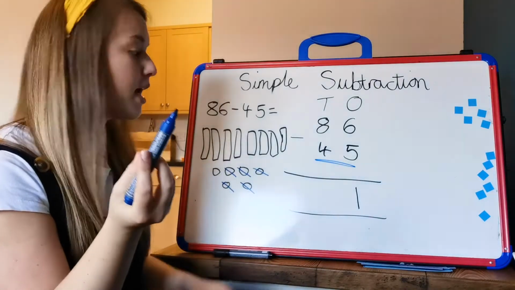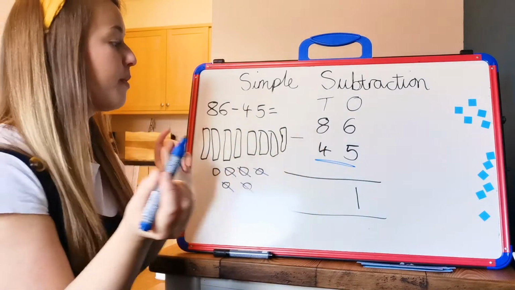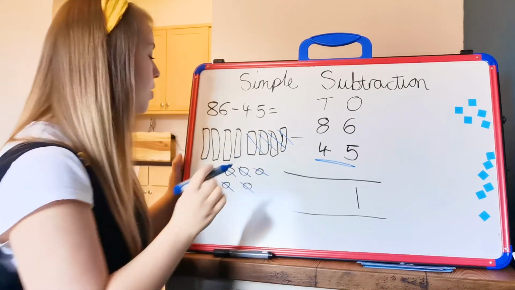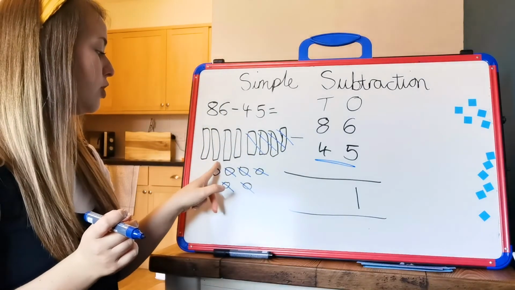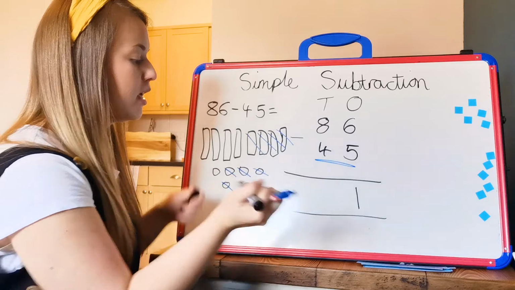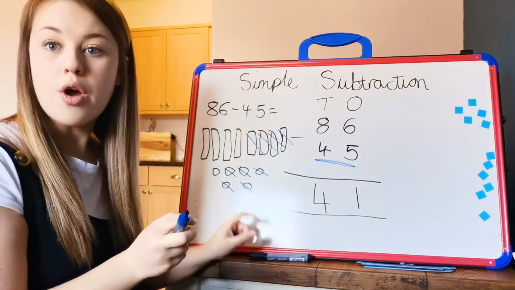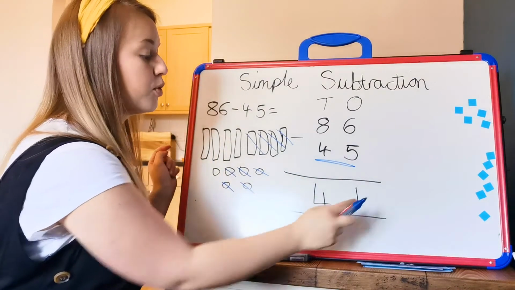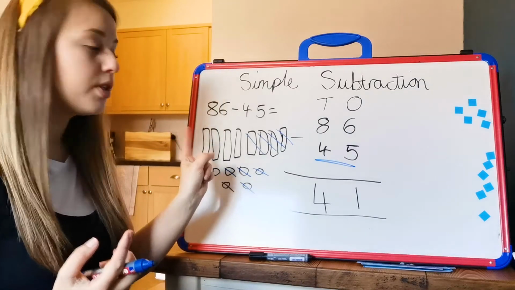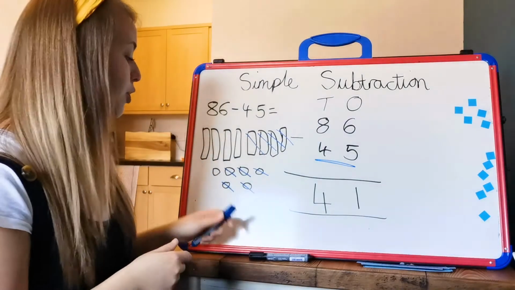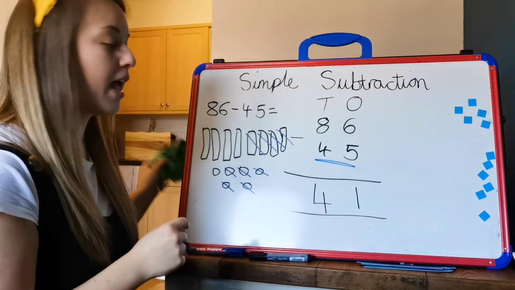Now I need to take away 4 tens from 8 tens. 1, 2, 3, 4. How many have I got left? 1, 2, 3, 4. So then I have 4 tens left. And when I look at them together, that makes 41. And what's quite nice, when you've drawn the deans, you can then check to see if you're happy with what you've written. Make sure you've counted the right number.